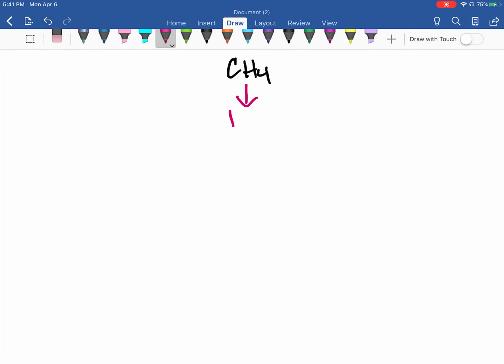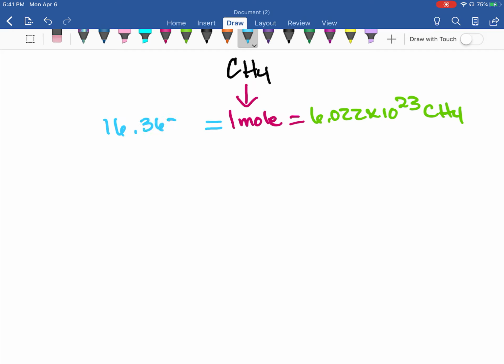Okay, we've got 1 mole here of our CH4, and that is 6.022 times 10 to the 23rd molecules. That is CH4 totally stuck together. And then how much that weighs, we just calculated. That was our 16.043 grams. That is our molecular weight. That is for our CH4, completely stuck together.